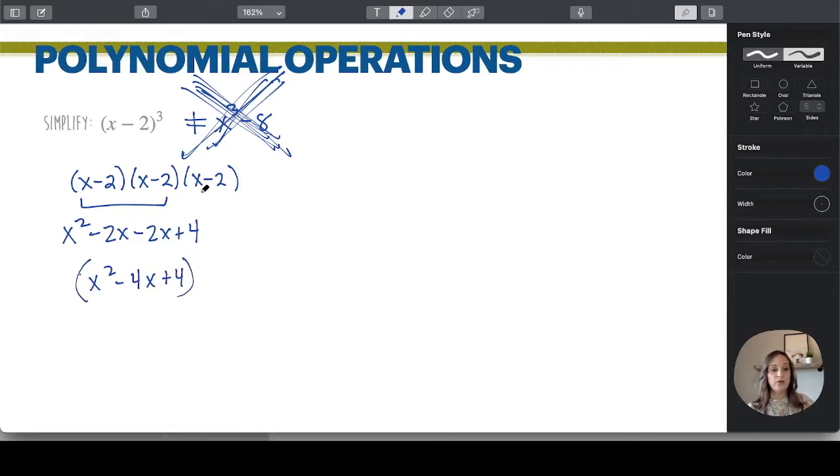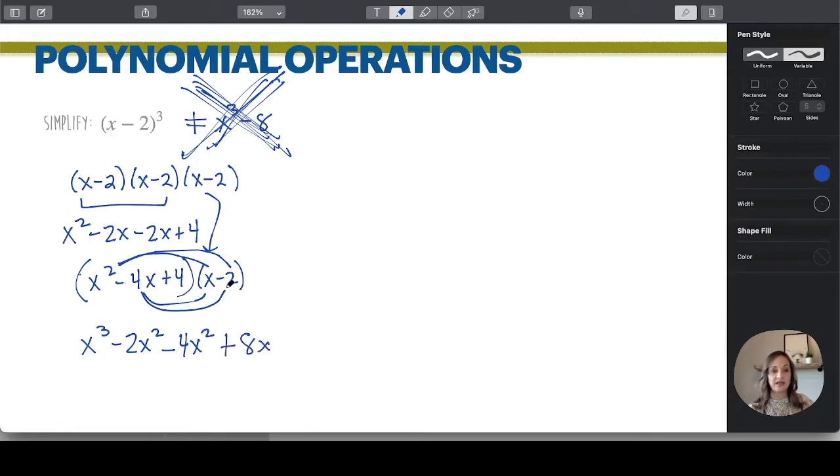And I now will multiply that by my third x minus 2. So I will get x squared times x, which is x cubed. X squared times negative 2 is a negative 2x squared. Negative 4x times x is a negative 4x squared, because x times x is x squared. Negative 4x times negative 2 is a positive 8x, because negative times a negative is a positive. And then 4 times x is 4x, and 4 times negative 2 is negative 8.